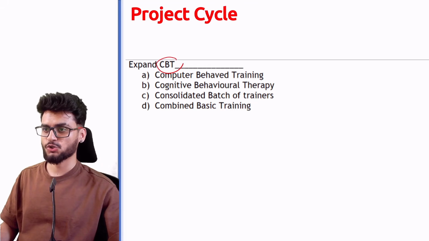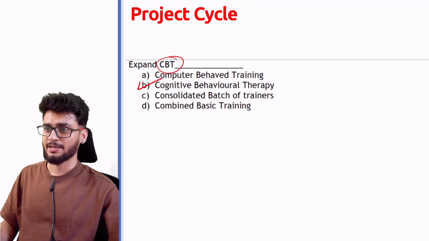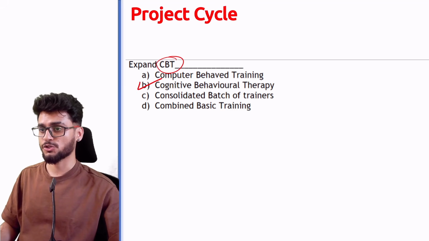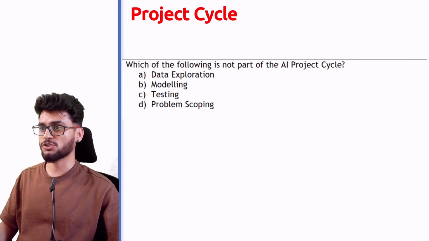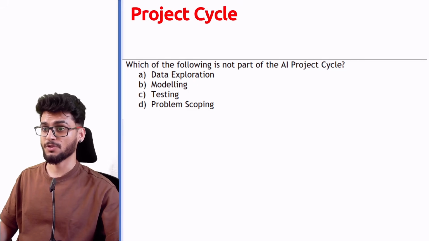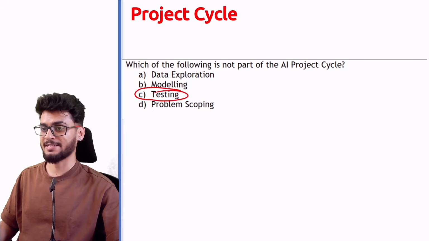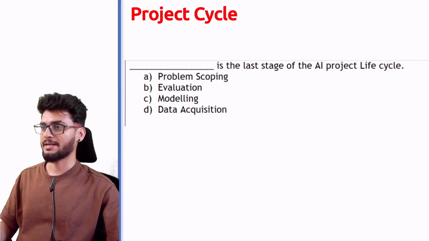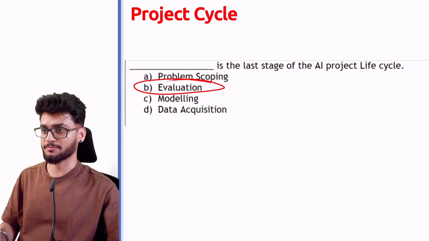Expand CBT. So it is again inside your project cycle. It is called cognitive behavioral therapy. It tells you how you behave, how a human is behaving. So you just need to remember the full form for this. Which of the following is not part of AI project cycle? So let's recall all the parts. First is problem scoping. Then we have data collection. Then we have data exploration. Then we have modeling. And then finally we have evaluation. So testing is not there. Instead we have evaluation. Dash is the last stage of AI project lifecycle. Again, similar question. Evaluation is the last part.